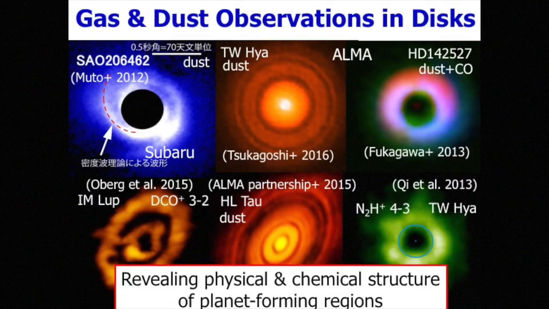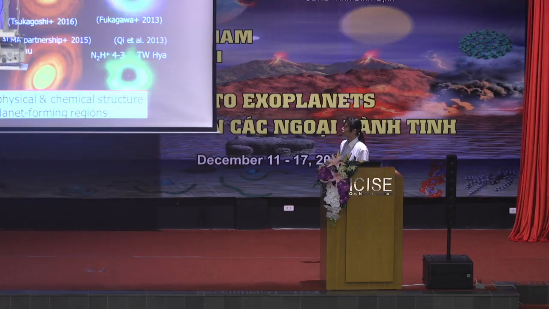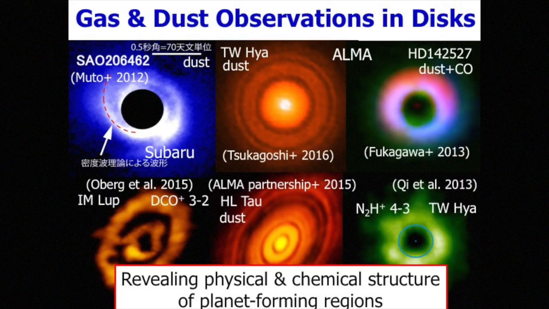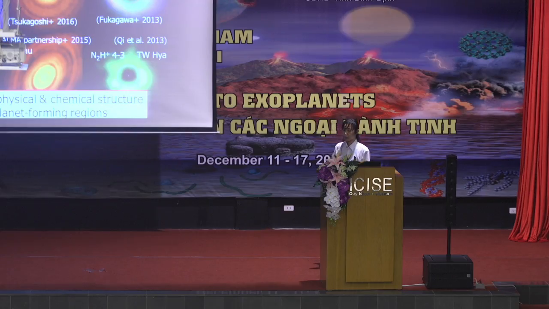First, thanks to the recent development of infrared and sub-millimeter telescopes, we are now getting detailed information of the protoplanetary disks. These figures are the infrared and ALMA observations of protoplanetary disks, and now we can get detailed structure not only in the dust component, but also in the gaseous component, thanks to ALMA. So now we get information of detailed physical and chemical structure of planet-forming regions in the disks.